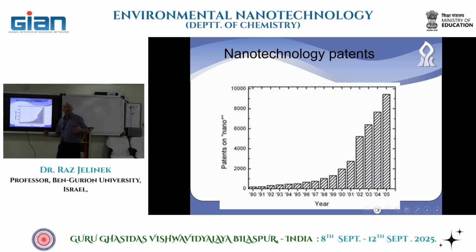Nanotechnology patents. You see, there's more and more patents, more new things invented. Right now, this is 2005, 10,000 patents about nanotechnology a year. I'm sure now we reach maybe 100,000 or million patents a year.